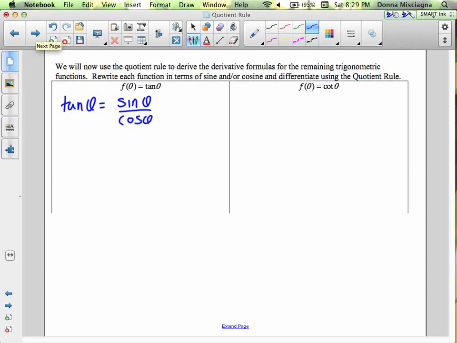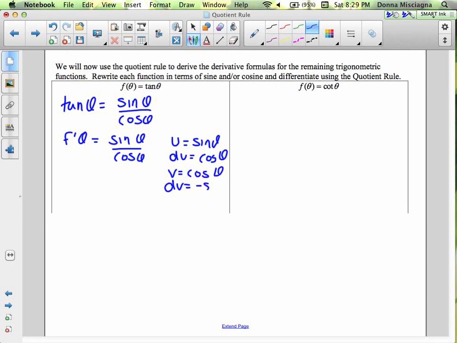Now I don't have the room here to write the quotient rule out, so just remember to look in your notes again. All right, so we're finding f prime of theta for sine theta over cosine theta. So u is sine theta, and the derivative of that is going to be cosine theta. Our denominator is cosine theta, and the derivative would be negative sine theta. We learned that a few lessons ago. All right, so our derivative is going to be the denominator.